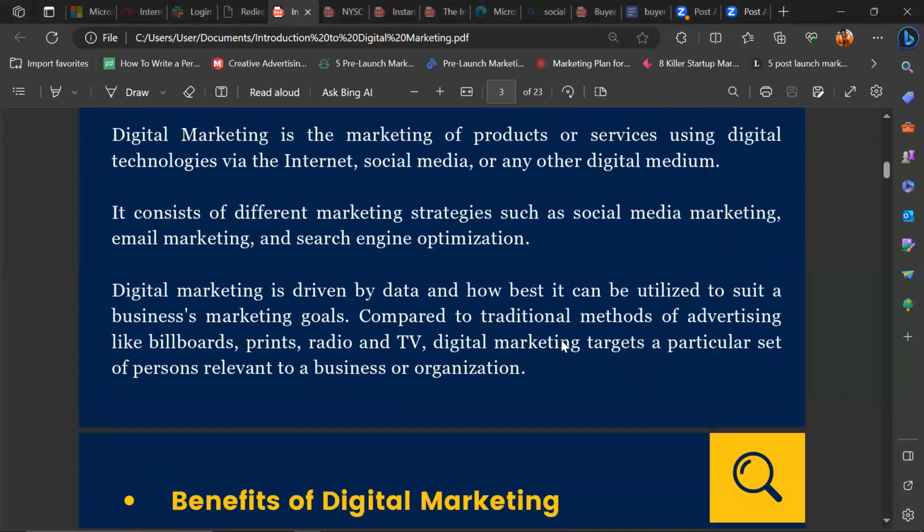Okay, all right, so let's go on. I was talking about how, compared to traditional methods of advertising, just like I said earlier, digital marketing makes your materials more tailored and more specific. Now, I was saying that before you market online, there are several questions that you have to ask yourself.